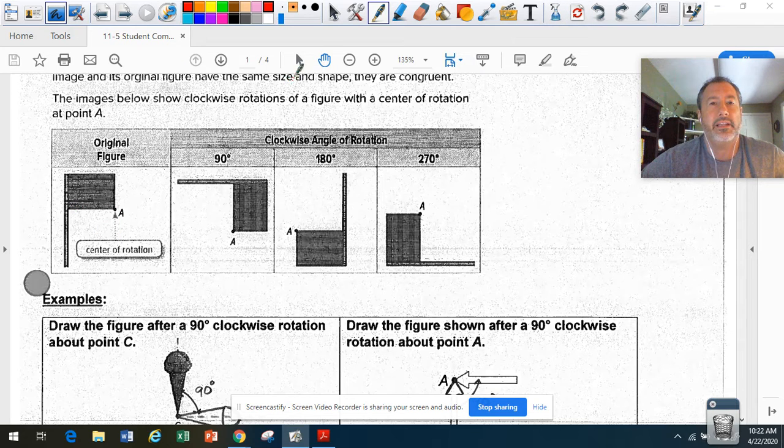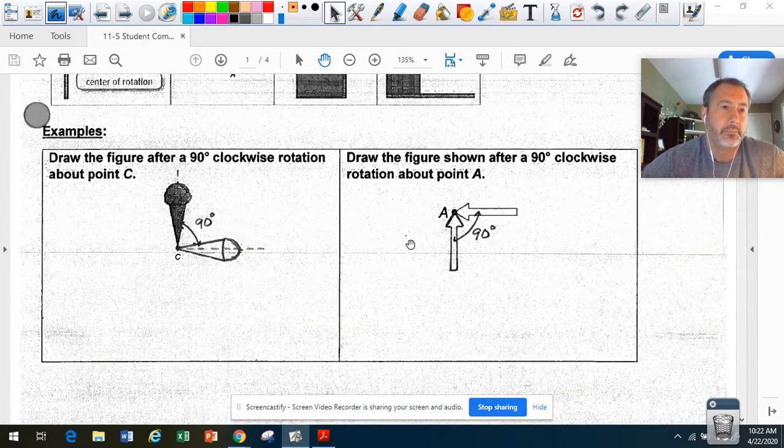Okay, so let's look at some of these examples that we have here. It says draw the figure after a 90-degree clockwise rotation about point C. That's going to be important, we need to know which way we're going. So we have our ice cream cone. Now what I did, I drew a center line right down the center of this ice cream cone. And I know if I take that center line and extend it down 90 degrees clockwise, this center line should be down along here. And as you can see, it is. And then I drew my ice cream cone around here and one from there. So here's my ice cream cone right down here.